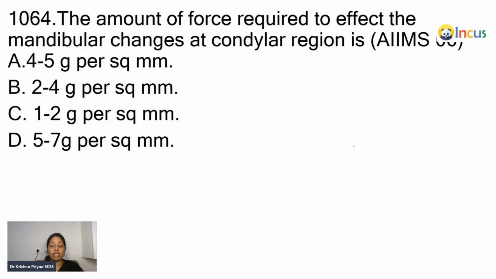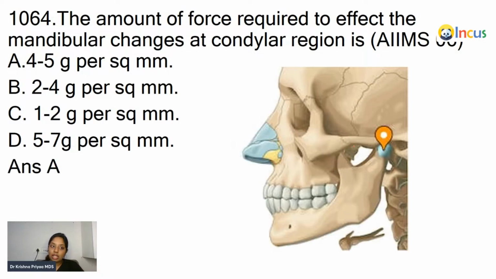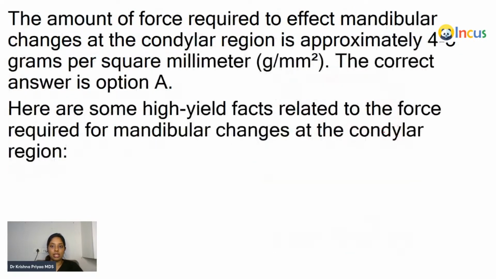So what they are asking is the amount of force required to effect the mandibular change in the condyle region. What will be the force required? It is 4 to 5 grams per centimeter square. If that much force is given, it will produce some change in the condylar region. So to answer it, it's 4 to 5 grams per centimeter square.